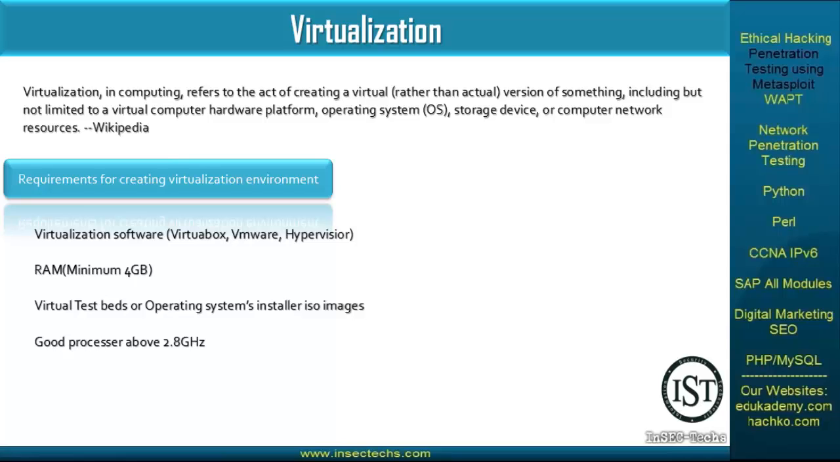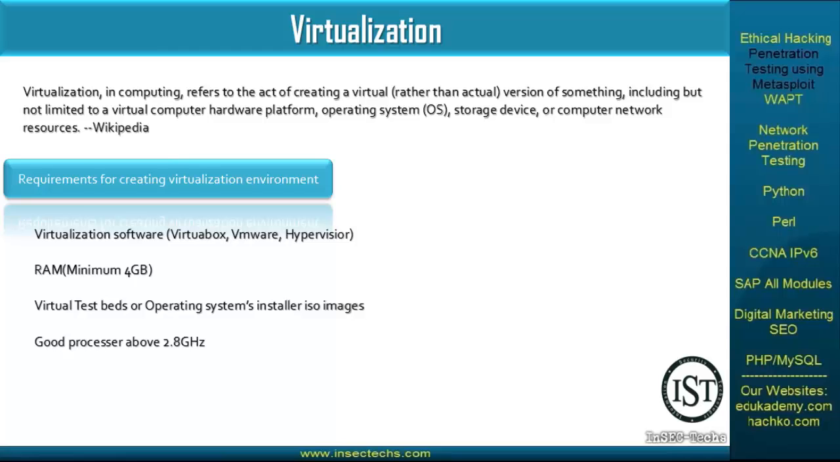VirtualBox is open source and free of cost. VMware Workstation is a commercial one, and so is the Hypervisor. VMware Player is a free one. RAM should be 4 GB. It's recommended, and if you have more than 4 GB, that's the best. And for virtual test beds, we will be using third-party ones or our own customized labs.